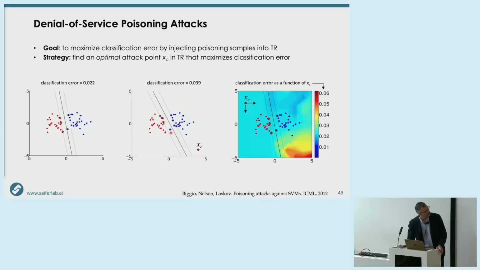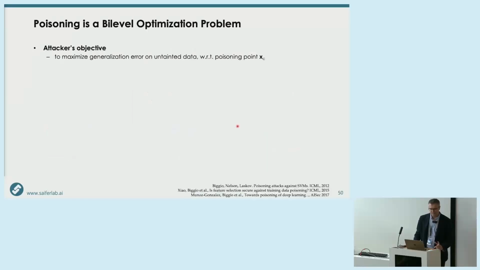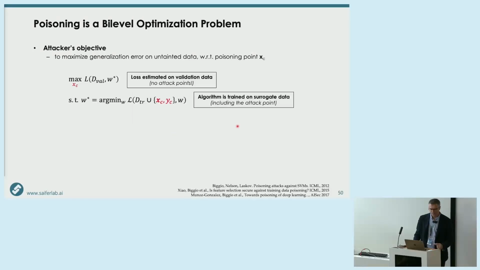This is actually one of the worst classifiers you can get with this problem, by just playing with one point. This is just to sketch the problem, okay, but now you have to write it down as a formal optimization problem, okay? And it turns out that this is a bi-level problem. Now bear with me for one minute, I will try to explain.